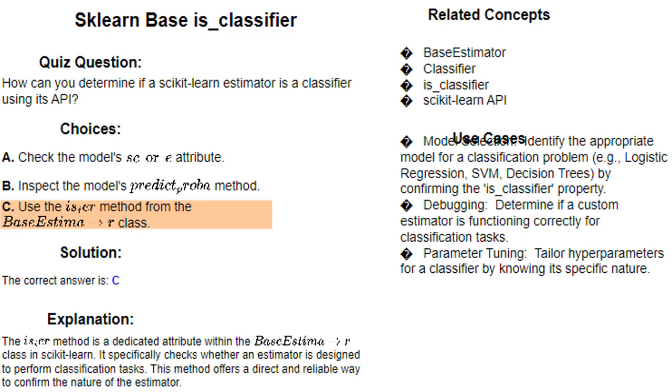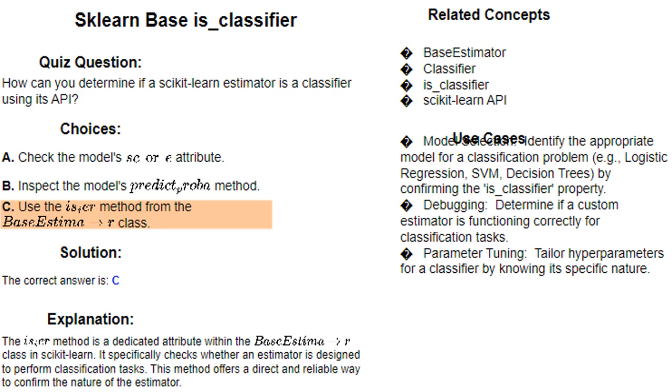Base estimator, classifier, isClassify, scikit-learn API. The base estimator class serves as the foundation for all scikit-learn estimators. It provides common functionalities and attributes shared by all estimators, including the isClassify method. A classifier is a type of machine learning model that predicts the class label for an input sample. It aims to categorize data into predefined categories or classes.